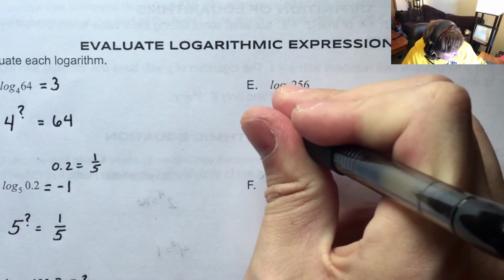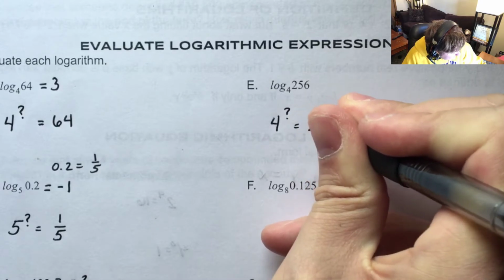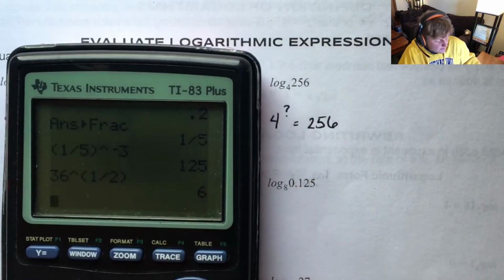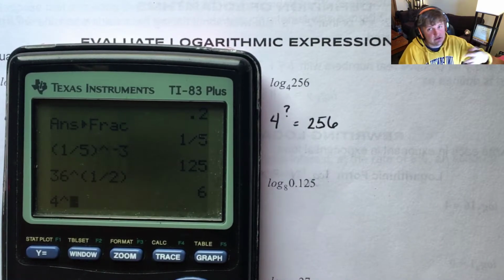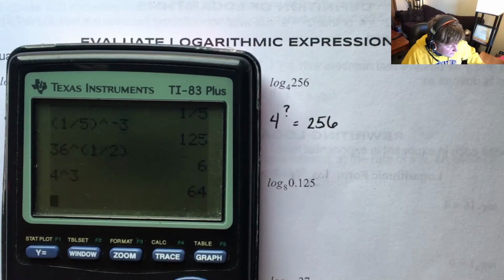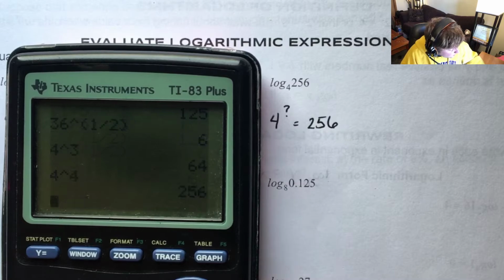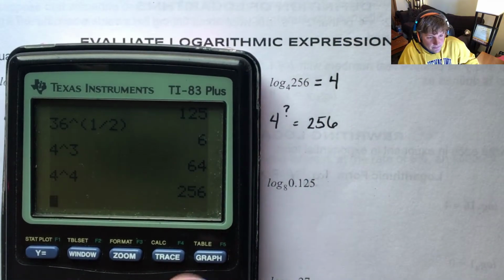So E is just asking, what power do I have to raise 4 to get 256, okay? You may not know this number right off the bat, but it doesn't hurt just to go ahead and play with the numbers a little bit. So 4 to the 2nd power, I know is 16, so it's going to be more than that, so let's try 3. So 4 to the 3rd power is 64. Well, that's not going to work. Okay, let's go to 4, and that's 256. So this expression is equal to 4.